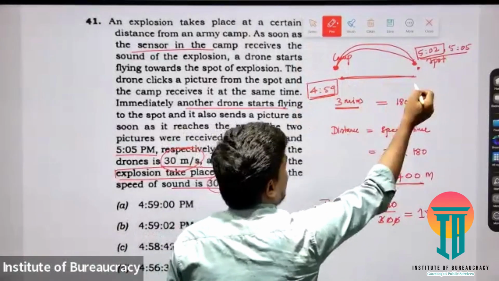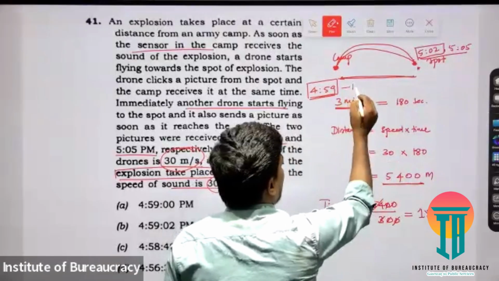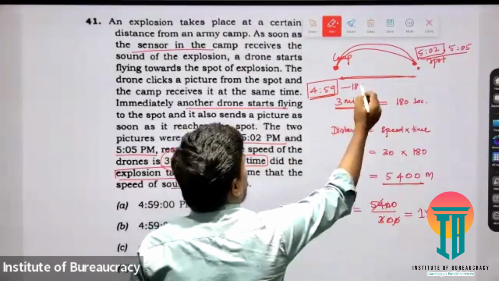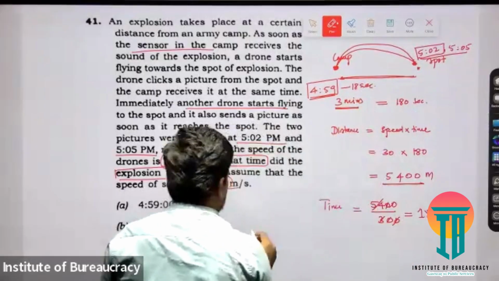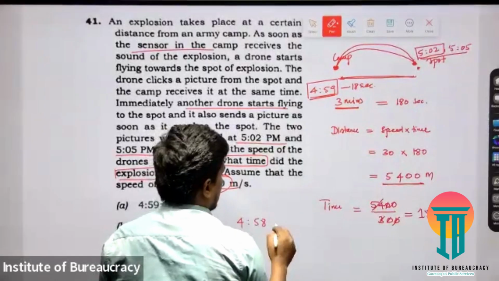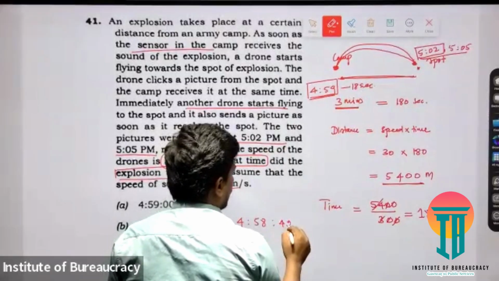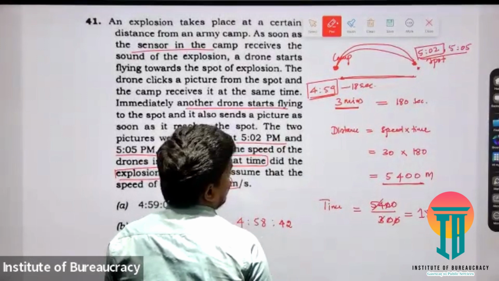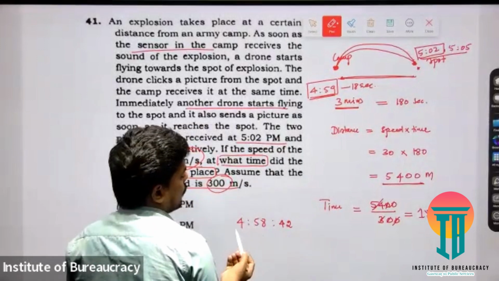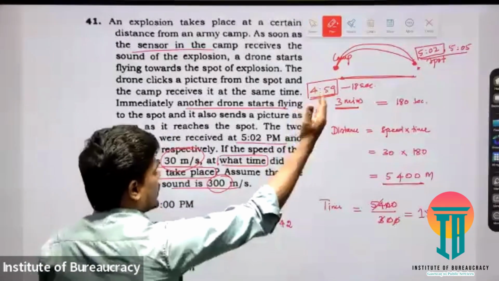But when the explosion would have happened, with this time 18 seconds early, you just subtract 18 seconds, sorry, not minutes, 18 seconds. To remove 18 seconds, it is going to be what? 4:58, 18 seconds removed means it is going to be 42 seconds. 4 o'clock, 58 minutes, 42 seconds. The explosion would have happened.